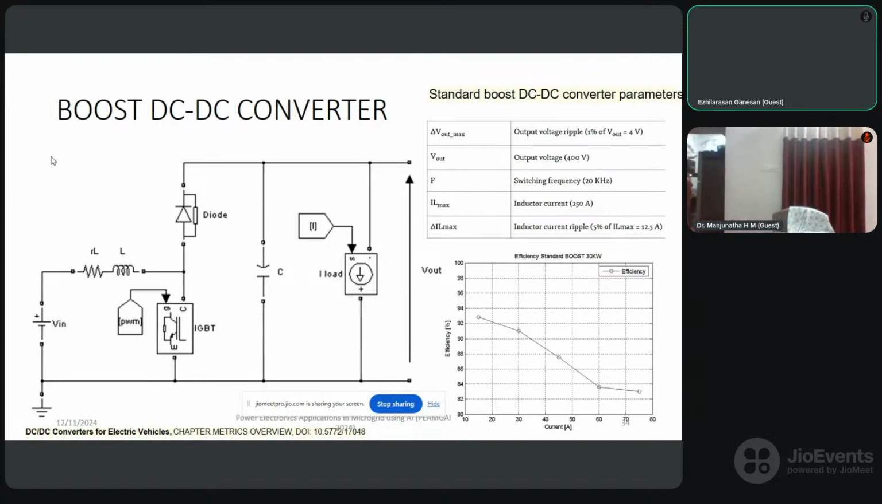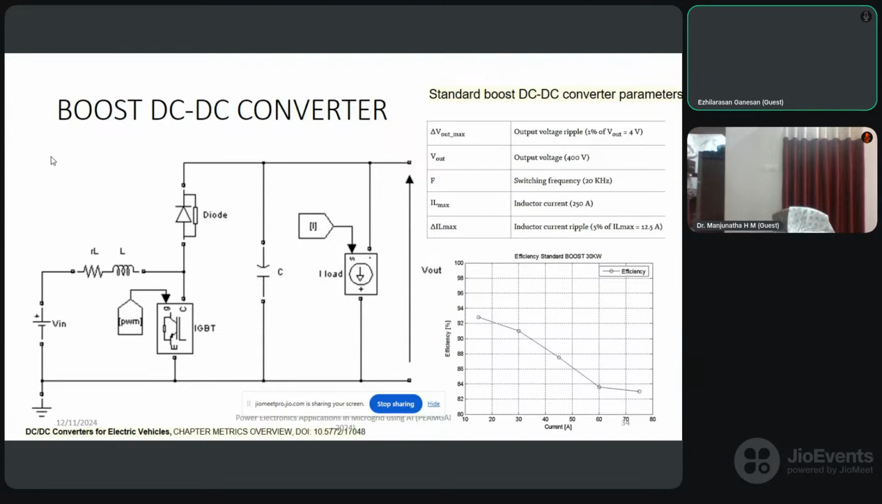You can see a MATLAB simulation circuit there. It is a very simple simulation circuit that I have given. Whenever the IGBT is turned on, the supply from the positive of Vin will go through the inductor. The inductor will store energy, which depends upon the size of the inductor, and then the current will flow through the IGBT and go back to the source.